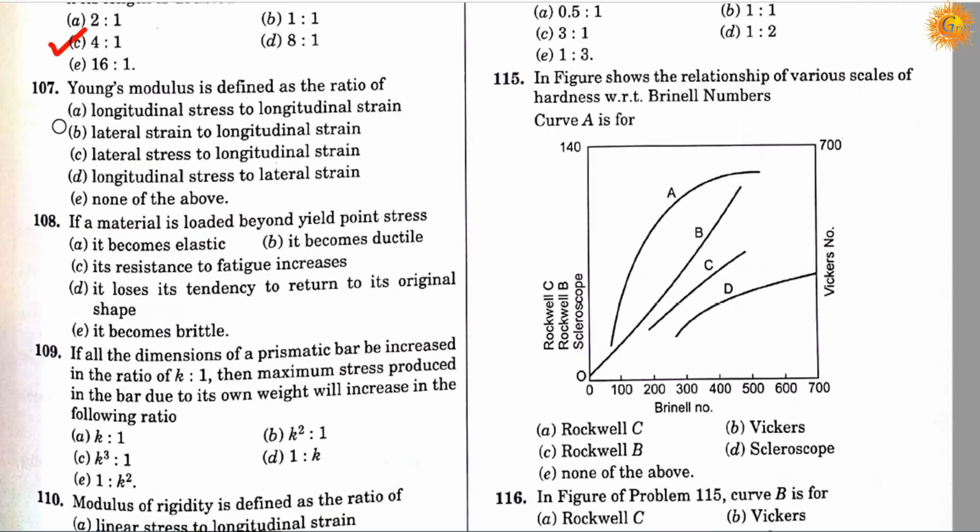Question number 107. Young's modulus is defined as the ratio of: option A longitudinal stress to longitudinal strain, option B lateral strain to longitudinal strain, option C lateral stress to longitudinal strain, option D longitudinal stress to lateral strain. Option E is none of the above. Correct answer is A. It will be longitudinal stress to longitudinal strain.